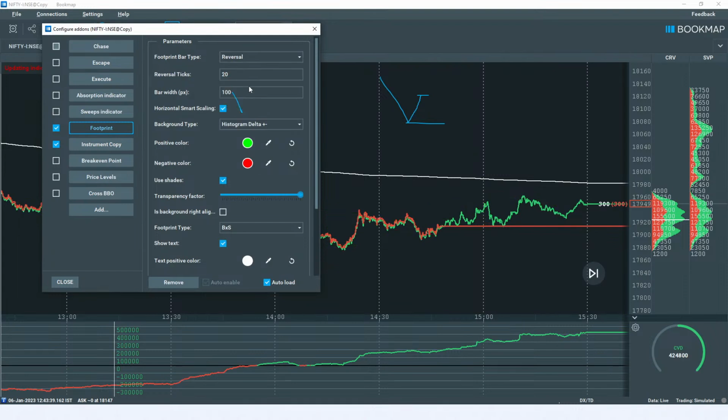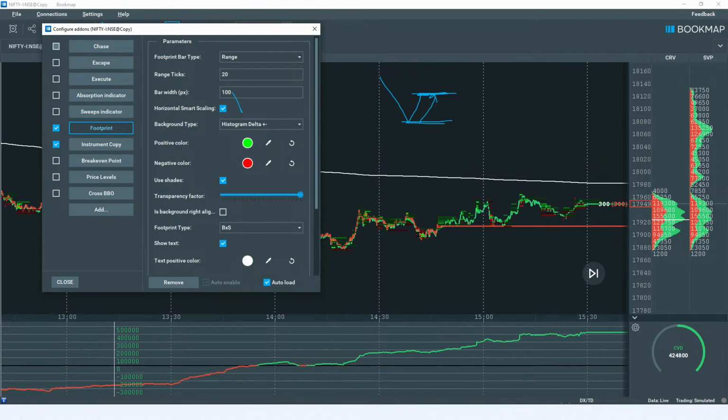So if you select the reversal, I have selected 20 tick. That means whenever there is a 20-point correction opposite to our initial movement, then a new footprint bar will be formed. So that we don't want.